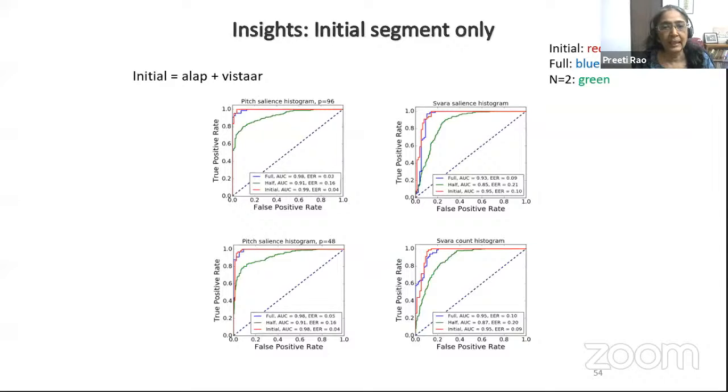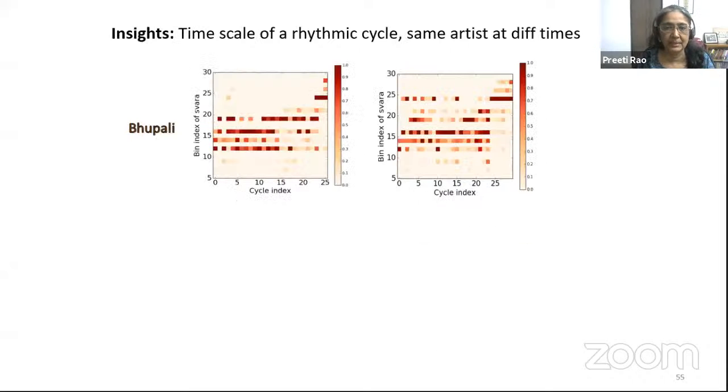On the other hand, if you take a later portion of the concert, we find that the performance decreases because we see this curve actually moving down, which again gives us some insight into how much of the raga information is embedded in the different concert segments.